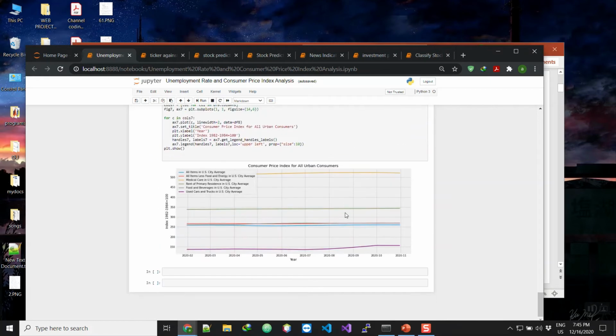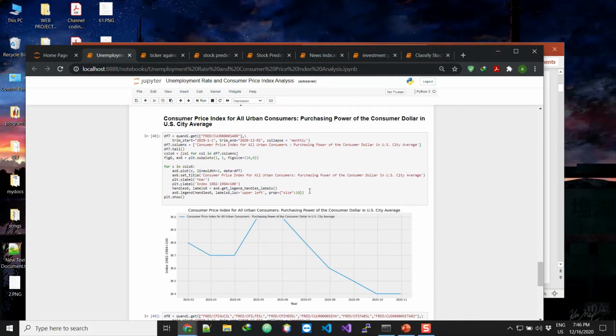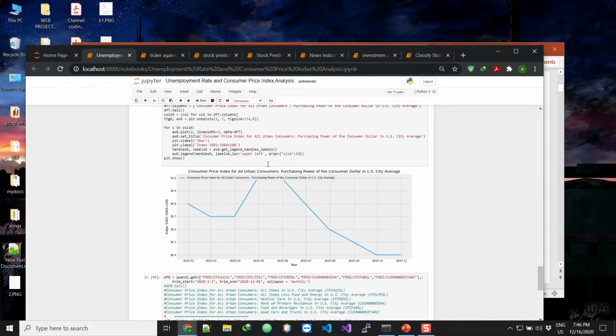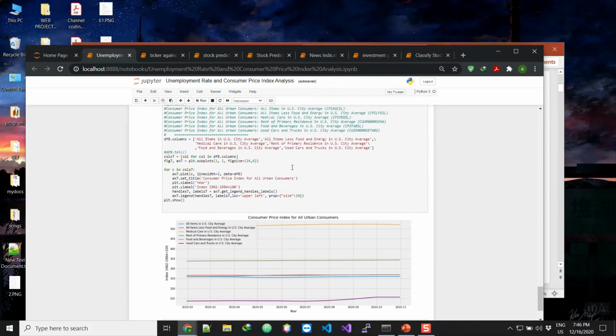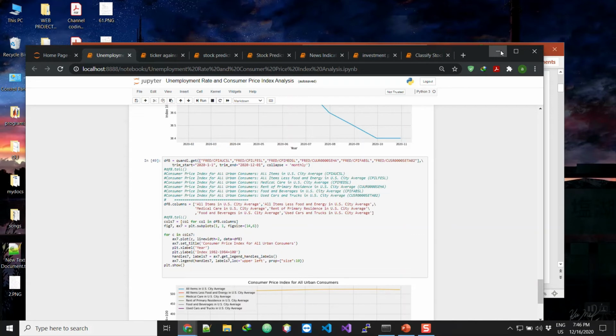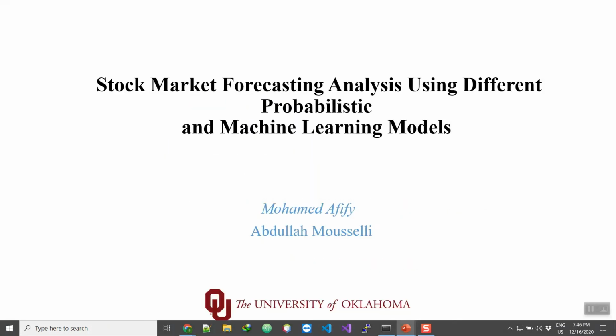So I also did some analysis on the consumer price index. The federal government releases a lot of price index data sets as well, updated monthly, like for food, for cars, for insurance, for rentals, for healthcare, for a lot of stuff. And let's go back to the presentation.